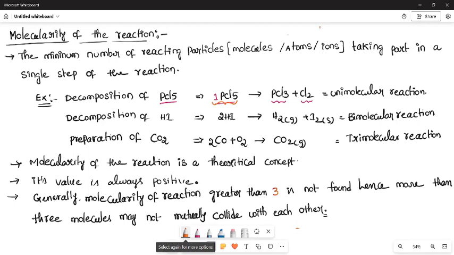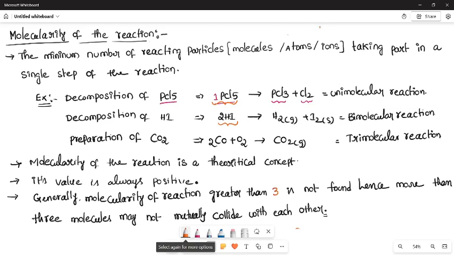Decomposition of HI, hydrogen iodide, will give H2 plus I2. Definitely, this is a redox reaction. How is it a redox reaction? H plus is converting into H2, +1 to 0 oxidation state. Iodide, minus 1 to 0. But in order to get the complete stoichiometric equation, 2 molecules of hydrogen iodide are required. Hence, this is a bimolecular reaction.